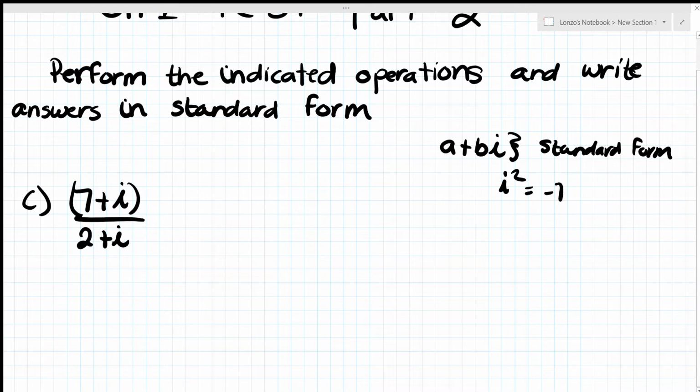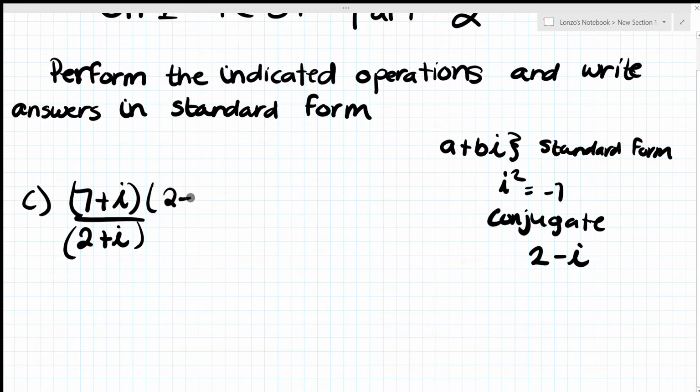So I got to put it in standard form. So yeah, we got to take the conjugate and multiply. So what do you think my conjugate is going to be? We just look at the denominator, which is 2 plus i. So the conjugate of that is the same thing, but with a different sign. So it's 2 minus i, right? And then you just multiply top and bottom by 2 minus i.